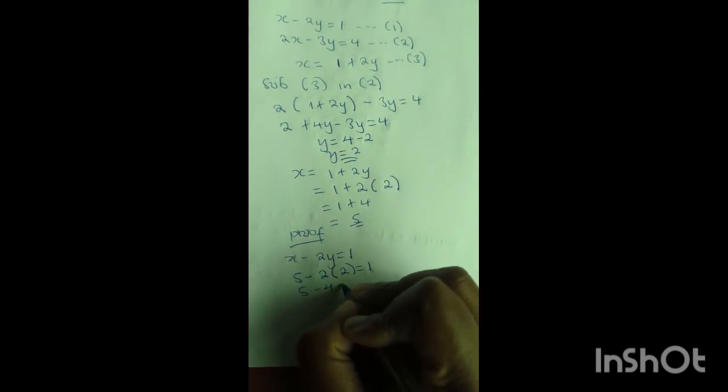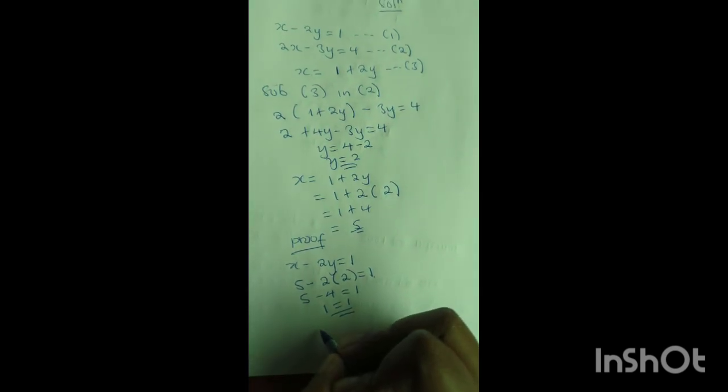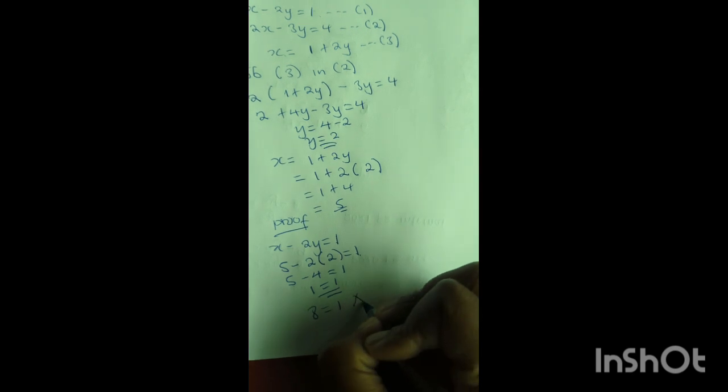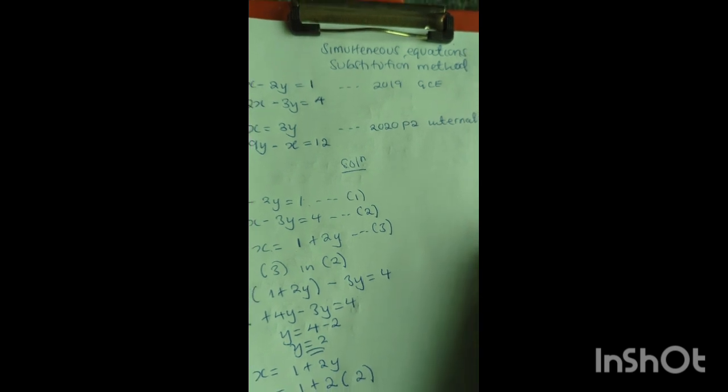So what is 2 by 2? That's going to give me a 4. 5 minus 4, 1. 1 is equal to 1. So meaning the values you got are correct. But if you get something like 8 is equal to 1, meaning your values are wrong. Okay? Let's move on to question number 2.